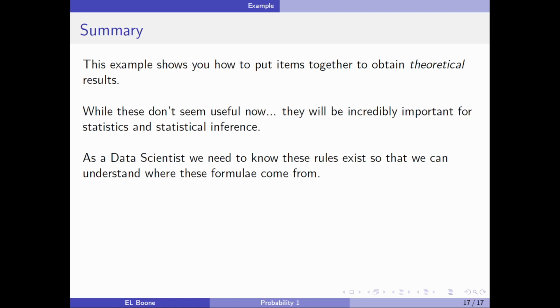Okay, we have a bunch of theoretical results there. And right now it seems very esoteric. It's like, why in the world are we doing this? But this is incredibly important later for statistical inference. And as data scientists, we have to know that these rules exist, so we have some understanding of where the formulas that we come up with come from. We're going to use a computer, or a computer that uses formulas, and we need to know where they come from and why they work. That doesn't mean you're going to have to do these on your own. It just means you should have some appreciation for where these come from.